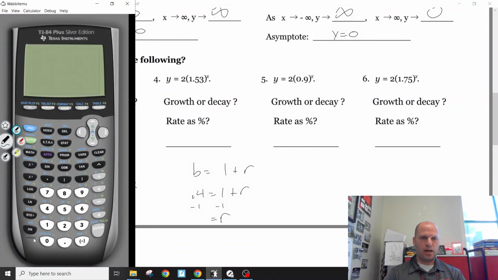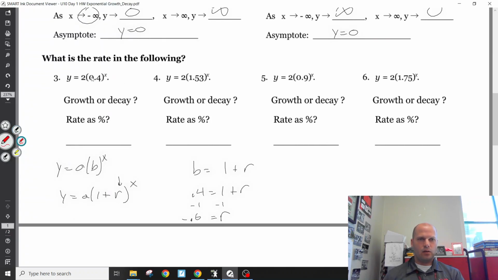0.4 minus 1, you could do it in a calculator, you could do it in Desmos. 0.4 minus 1 is negative 0.6. Since r is negative, since b is a decimal, we're decaying. R is negative 0.6, or we're going to use 1 minus 0.6 as our equation. To turn a decimal into a percentage, we just multiply by 100 or move the decimal place over 2. So this would be a 60% decay. We start with 2, we would decrease it by 60% every year.